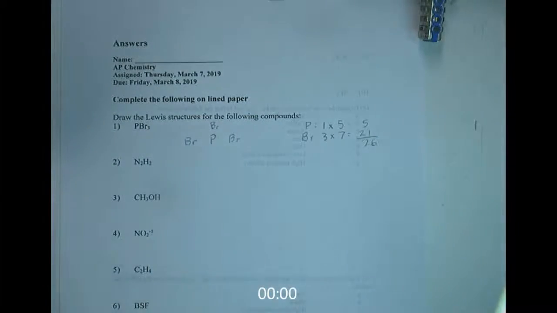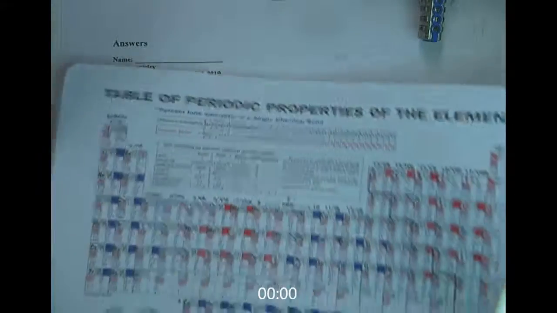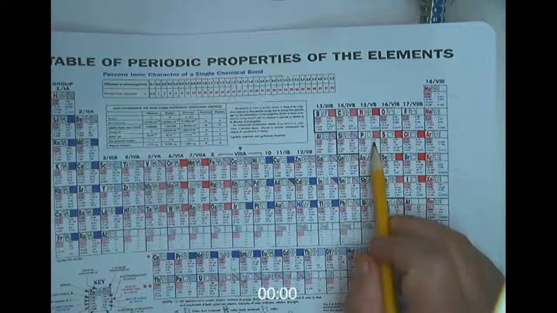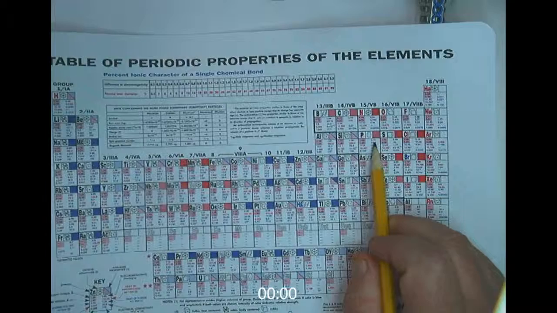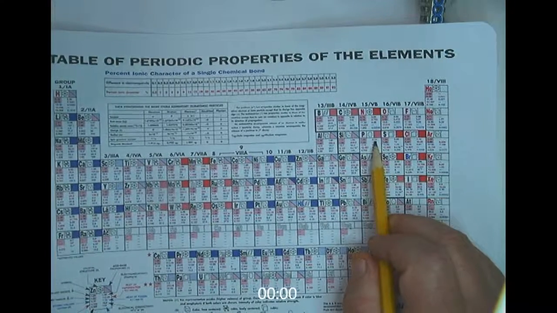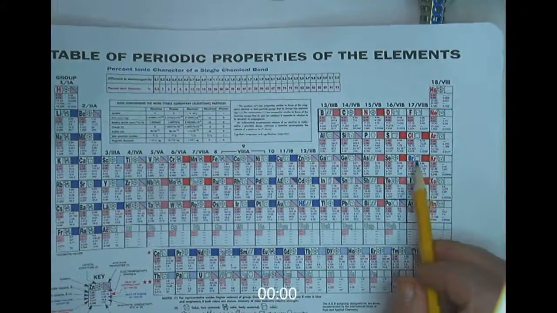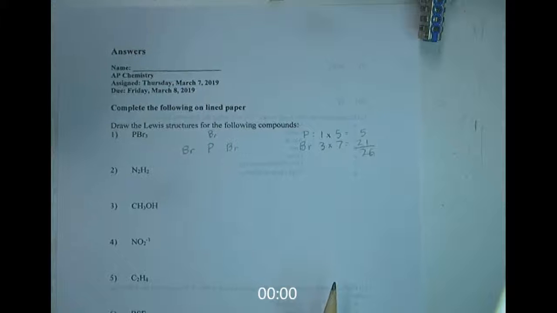You go over to the back side of it. Got to flip it over like that. And in the upper right-hand corner for phosphorus, we see 2.19. I know you can't see it on the screen here, but you can see it if you have the table in front of you. And for bromine over here, we have 2.96. So phosphorus is less electronegative than bromine.